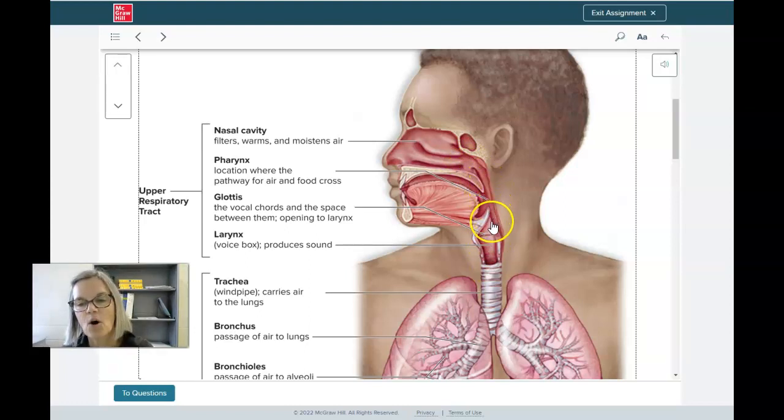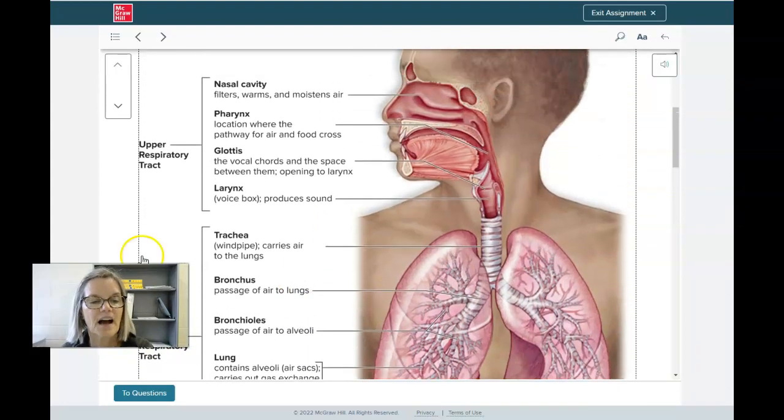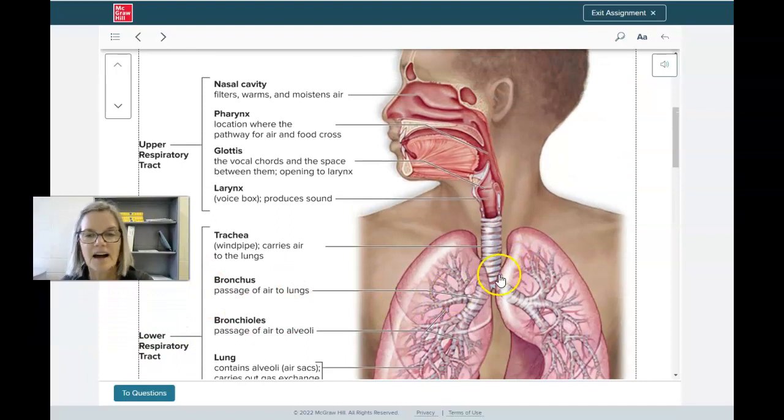So there actually is a hole right here that's called the glottis, and that's the hole where the air can go down into the first structure, the larynx. So the larynx is actually the voice box. So the glottis is kind of an opening to that voice box where air can go. If we go to the lower respiratory tract, that glottis hole goes to the larynx, and the larynx is continuous with the trachea.